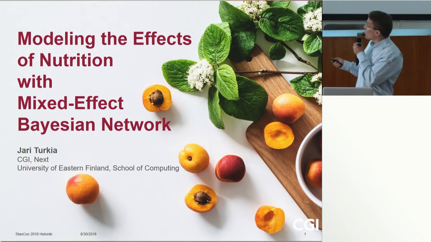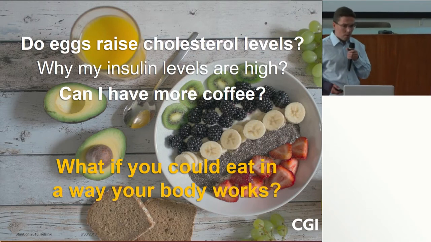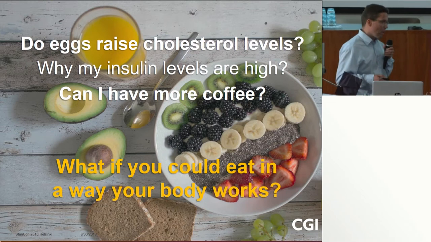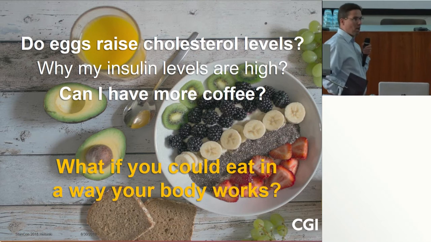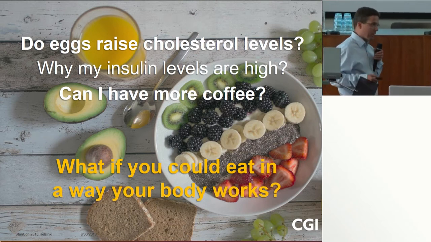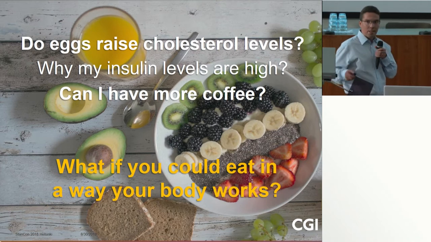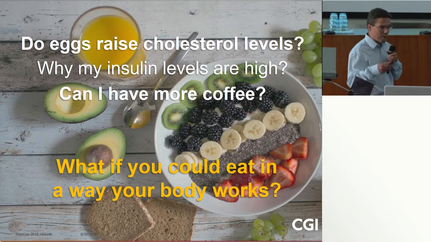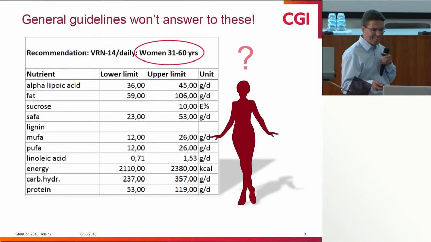And it pretty much boils down to questions like these. So I argue that much of our health problems come from the fact that we eat in a way that our bodies are not expecting. So we eat whatever, our bodies are giving us signs that please stop, and eventually we have to take some medication to overcome the issues. But how could we have known that?